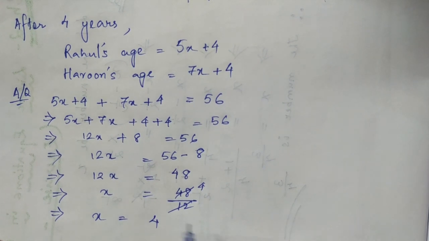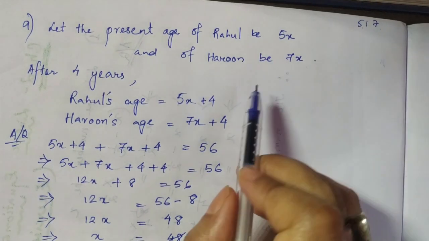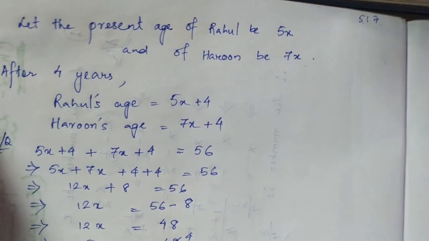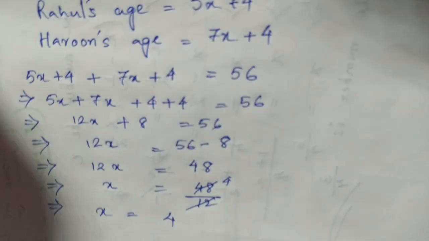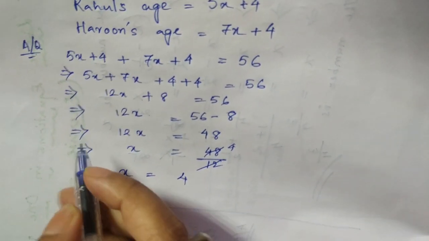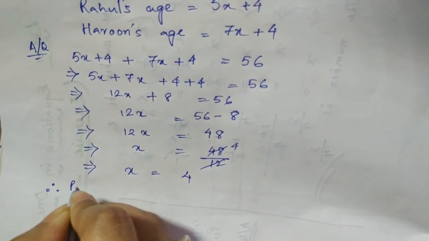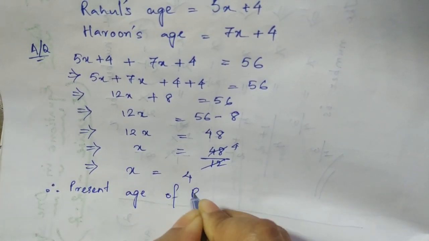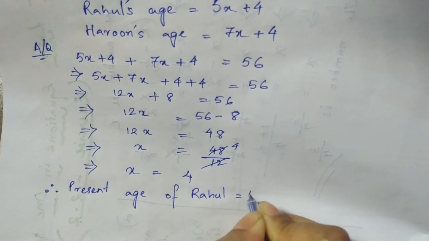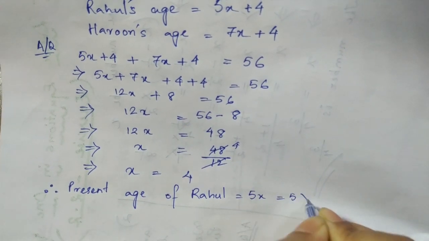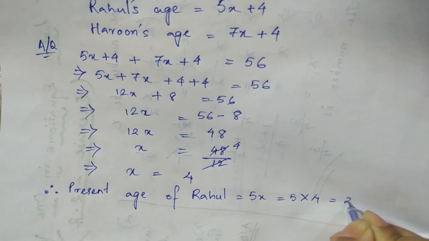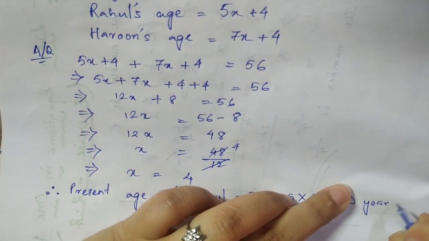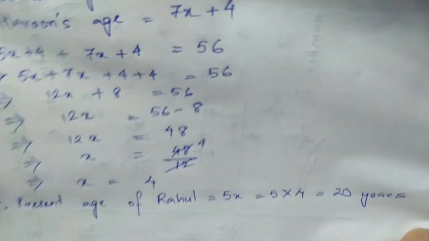Now I have got x as 4, and I have taken the present age of Rahul as 5x and of Harun as 7x, and we had to find their present ages. So we'll write down their present ages now. Therefore, the present age of Rahul is equal to 5x, which is 5 into 4, so it is 20. And please write years, because it is age.